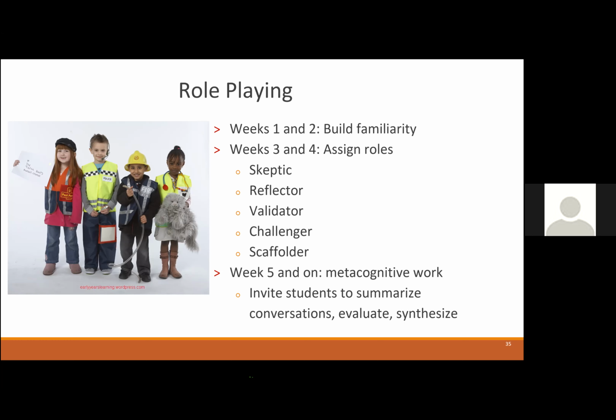And the same with metacognitive work. If you're asking students to go an extra step to get them even more involved in the discussions, it benefits the whole class because everyone's seeing what was done.